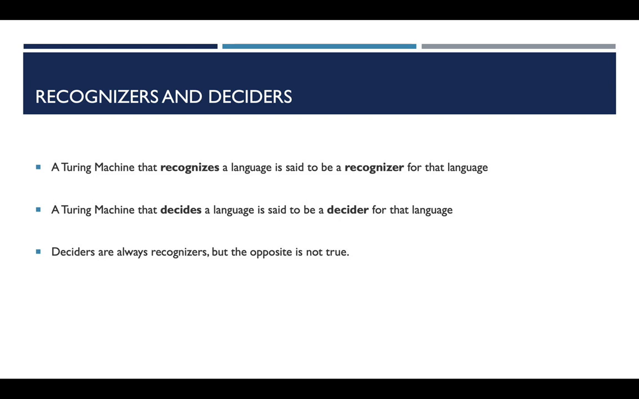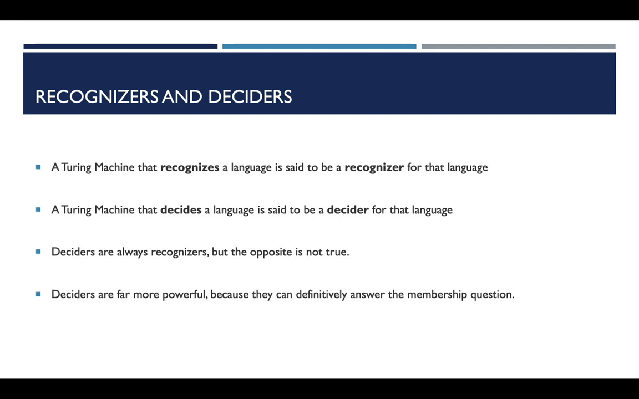So it is true that deciders are always recognizers, but not all recognizers are deciders. This is kind of obvious because a recognizer could potentially halt inside of a rejecting state for a string not in a language, but we also have some recognizers that enter an infinite loop for strings that are not in the language, and those recognizers would clearly not be a decider for that language.